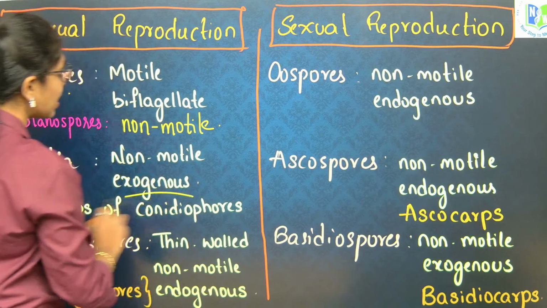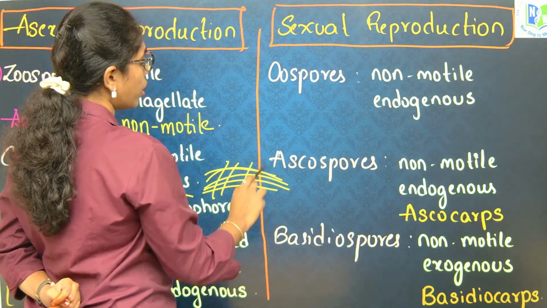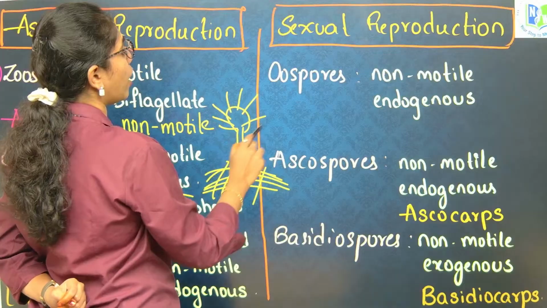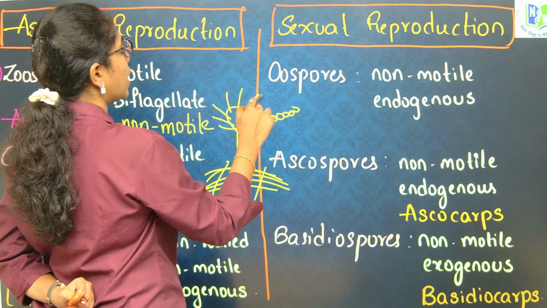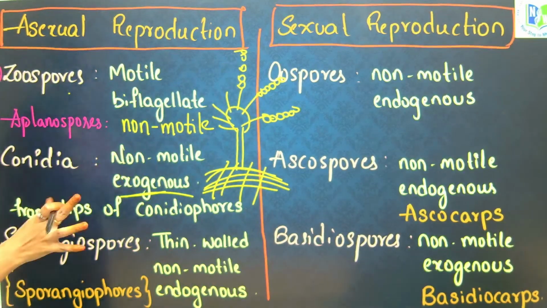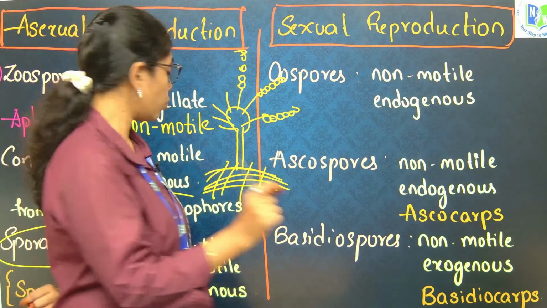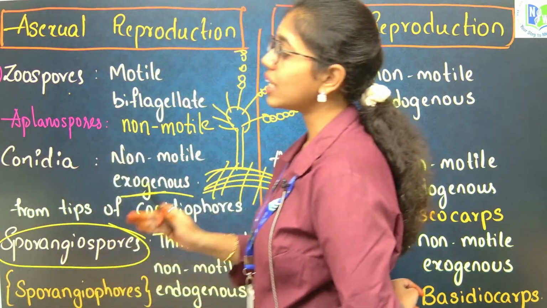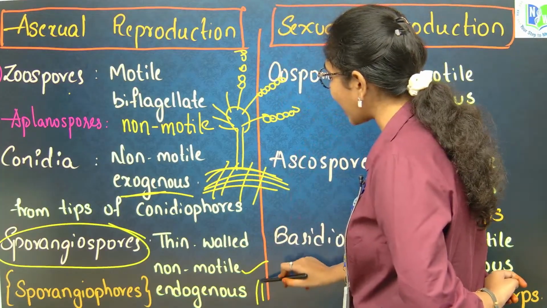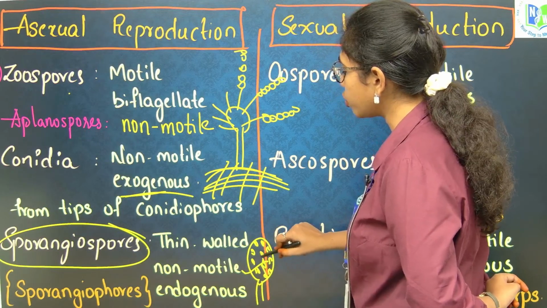Exogenously released, as we discussed yesterday, but once again I will tell you: from the mycelia, conidiophores will be arising. On these conidiophores, the sterigmata will carry the conidia and release them exogenously. And then sporangiospores. Sporangiospores are thin-walled, non-motile, endogenously released spores. These are produced inside the sac-like structure, the sporangium. Inside it, sporangiospores will be released.